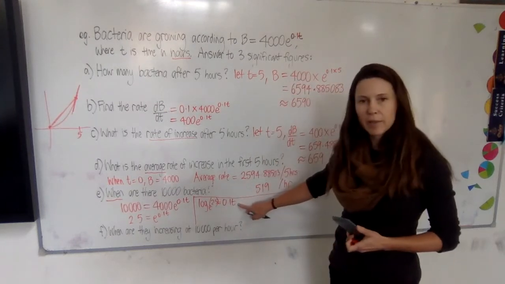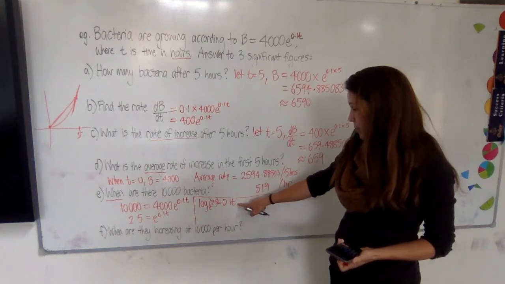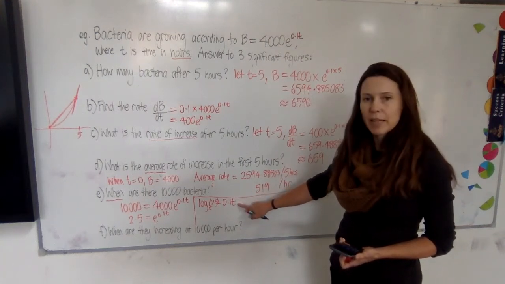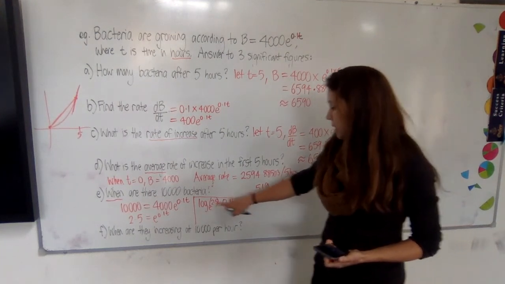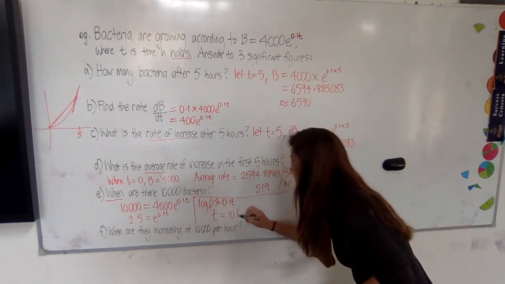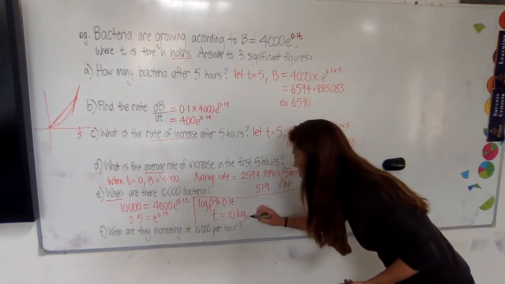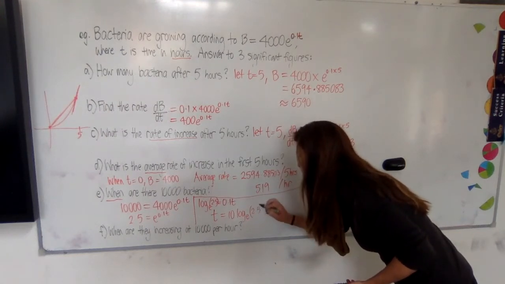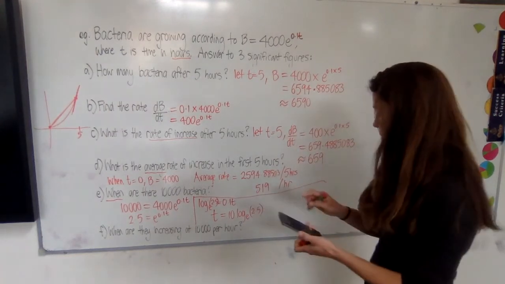Okay, so how do I get the t by itself when I know 0.1t? Well, I can multiply both sides by 10, can't I? That will give me t here, and here I'll have 10 lots of this. So I can say t is equal to 10 lots of log with a base e of 2.5. And that's now just a number that I can type into my calculator.